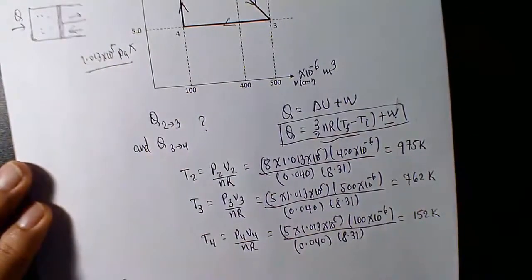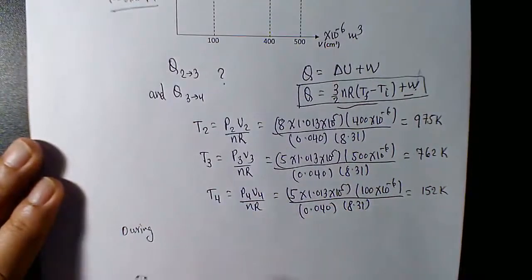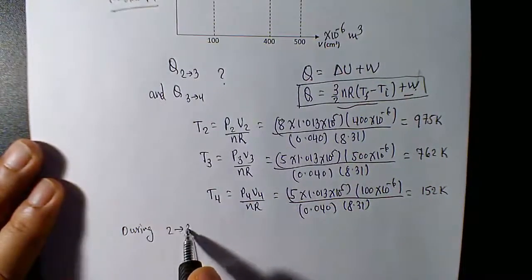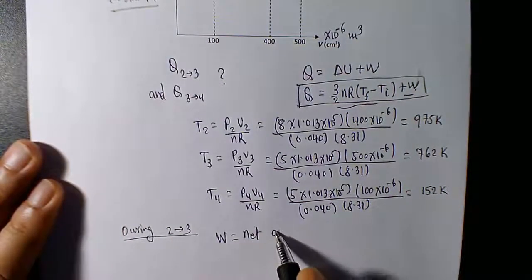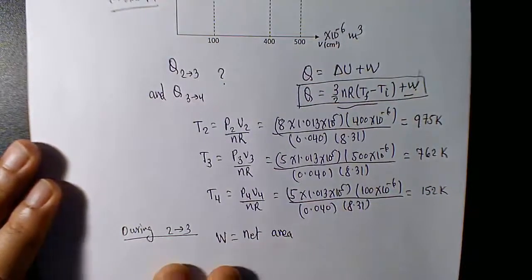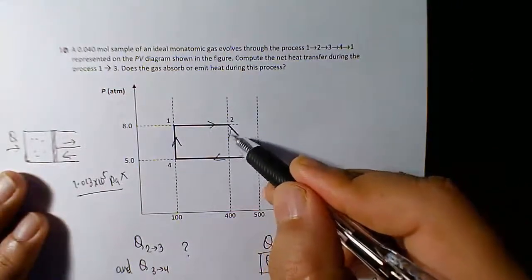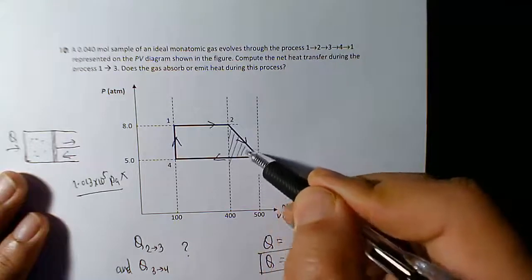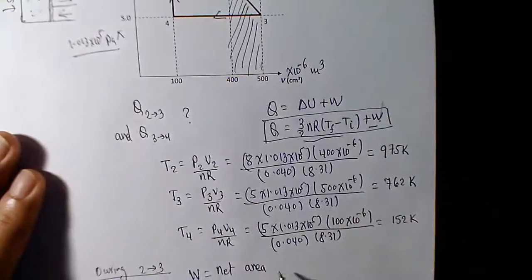So first let's find the work done during the process 2 to 3. Work done is again the net area under the curve. So what will be the net area? From the given diagram, net means it's not just the triangle here, it's the whole area under the curve. It's just the net area under the line or curve.